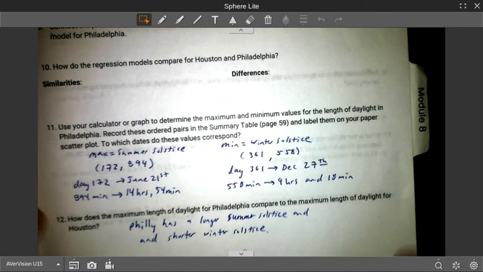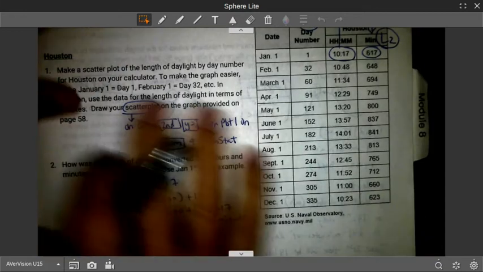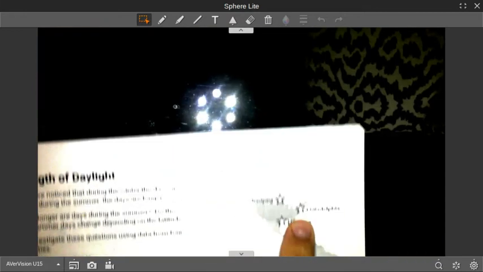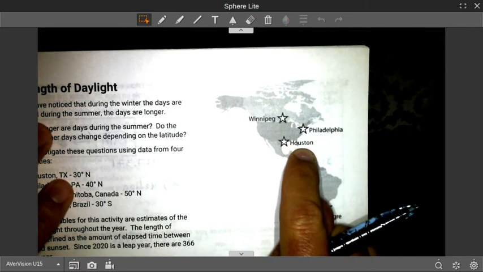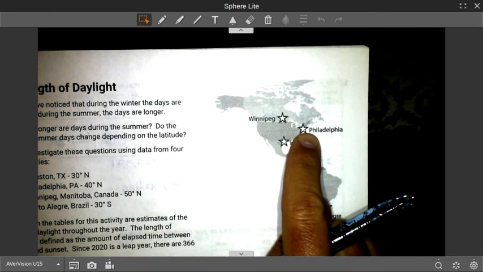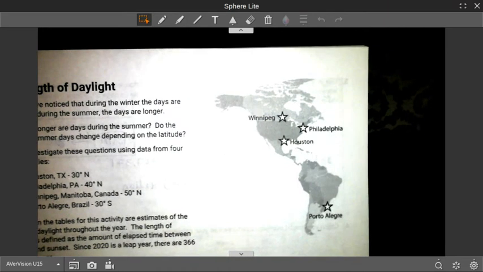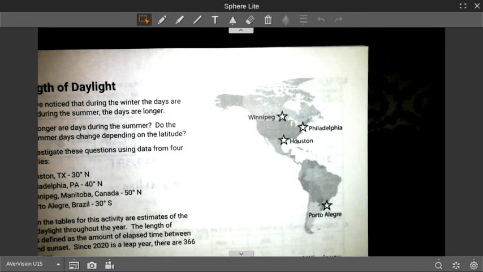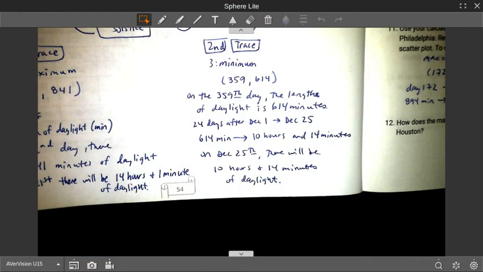And this is because Philly is further away from the equator. So in the summer, Philadelphia is tilted closer to the sun, so it gets longer exposure to the sun. And in the winter, it's tilted further away from the sun, so it gets less exposure to the sun, where Houston kind of gets a little mid-range. It only goes from about 10 hours to 14 hours every year.